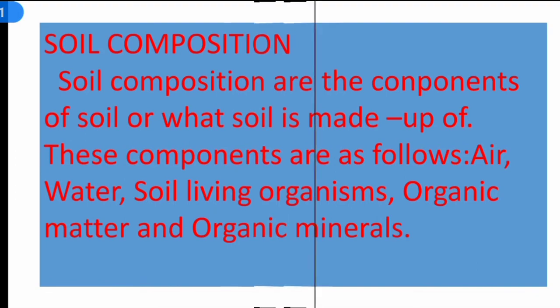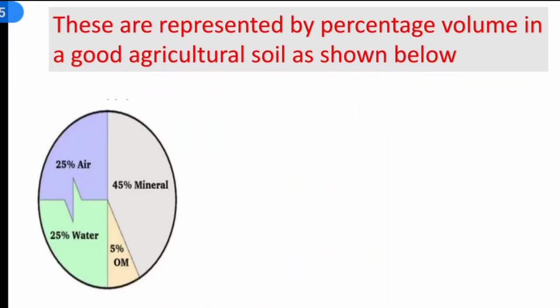I'm going to look at the individual components of soil. But before I look at each individual component, I want to show you the percentage volume of a good agricultural soil that is shown below. We have air, 25%, water also having 25%, mineral matter 45%, and organic matter 5%.